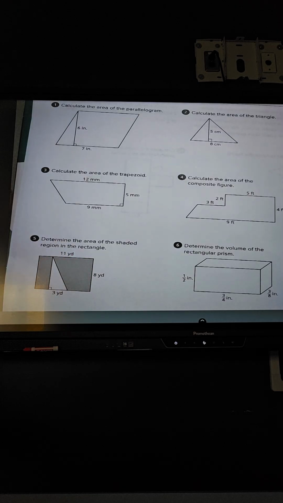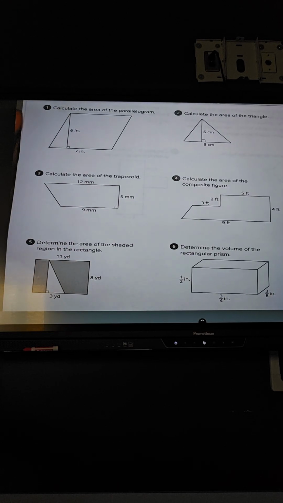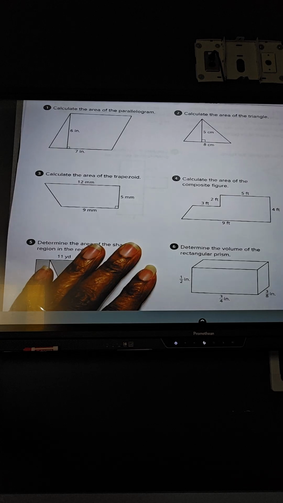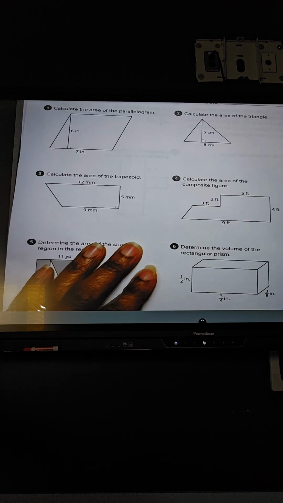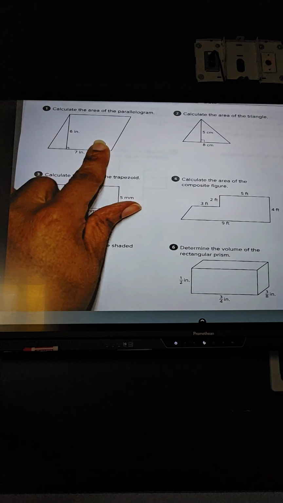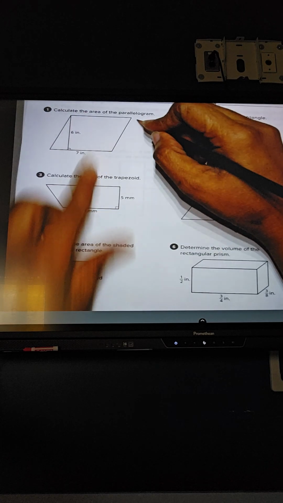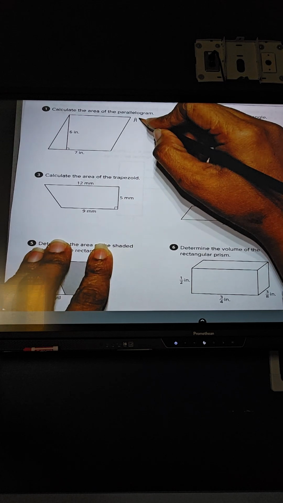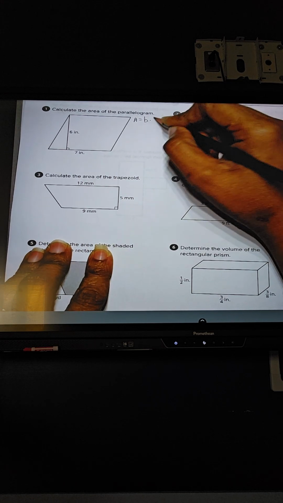Number 1, calculate the area of the parallelogram. For those of you, especially if you weren't here today, this is also going to be very beneficial. The biggest thing is for you to remember the formulas for area for the parallelogram, the triangle, and the trapezoid. So for the parallelogram, the area formula is area equals base times height.